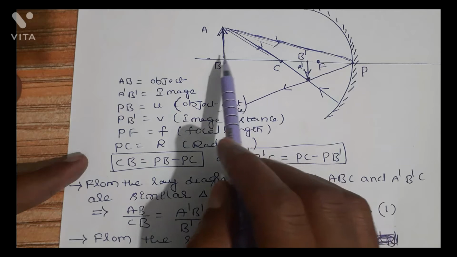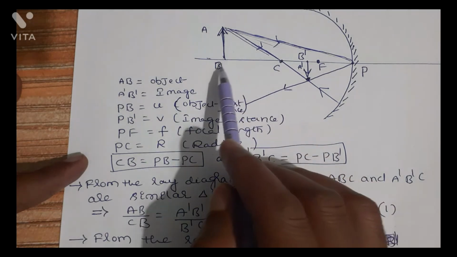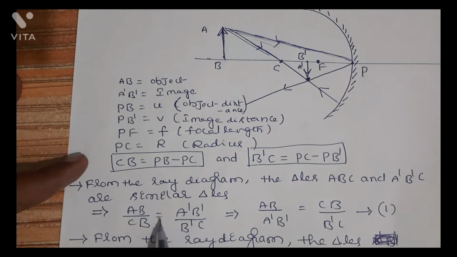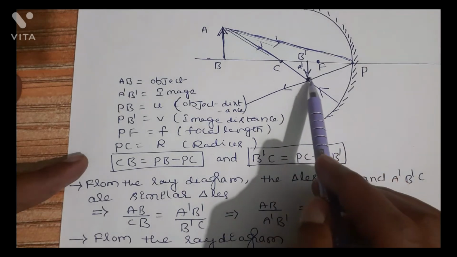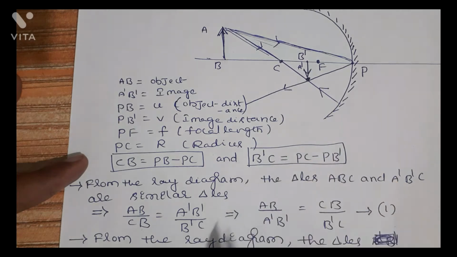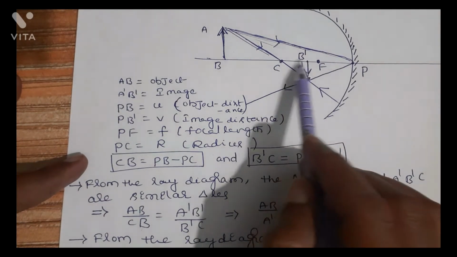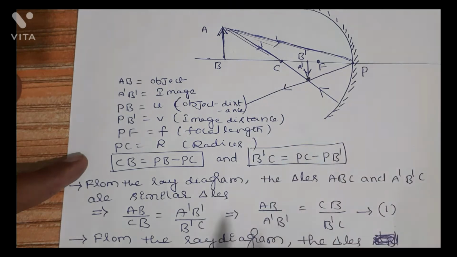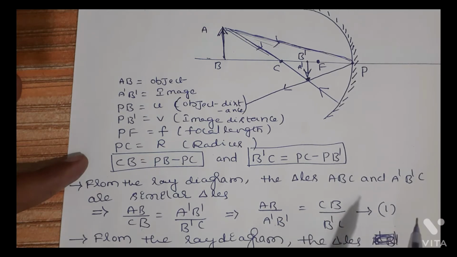In triangle ABC, the height is AB, students, and the base is CB. Comparing, that is why the equal sign is written. In triangle A'B'C, the height is A'B' and the base is B'C. Now the positions are interchanged, students. A'B' is moved to this position, CB is moved to this position. So AB by A'B' equals CB by B'C. This is equation 1.